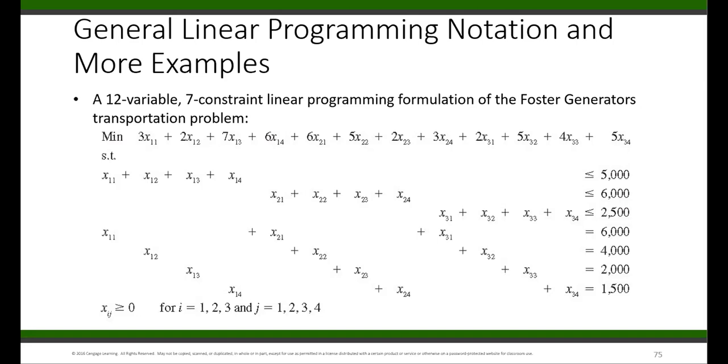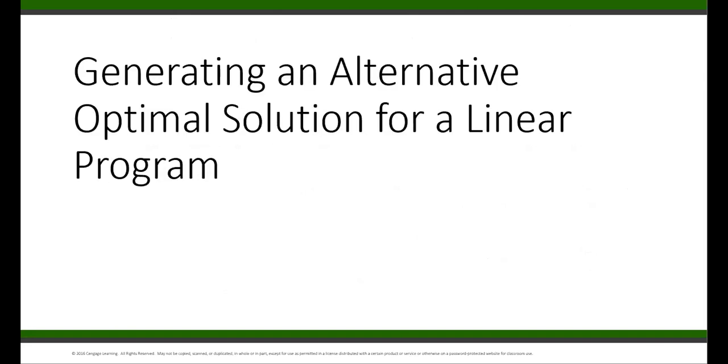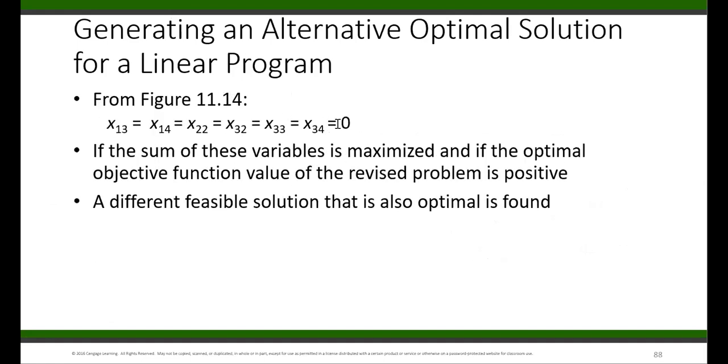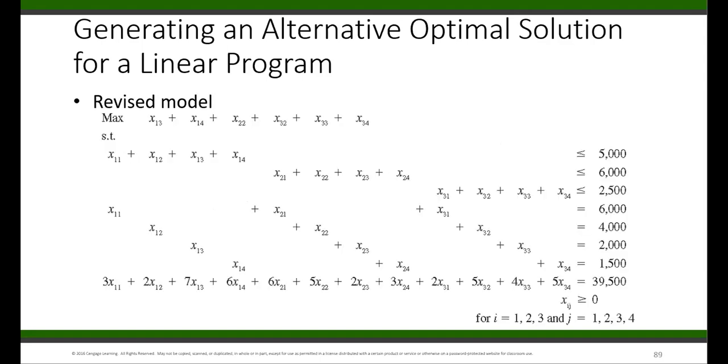So let's review this one more time. This is the original formulation, and now we want to see how we can generate an alternative solution. This was the optimal cost. Now, these are the values in the optimal solution that we found that took zeros. If we maximize the sum of these variables, hoping that at least one of them takes a positive value, while at the same time keeping the cost equal to 39,500, and if that happens, then we have actually found an alternative solution.